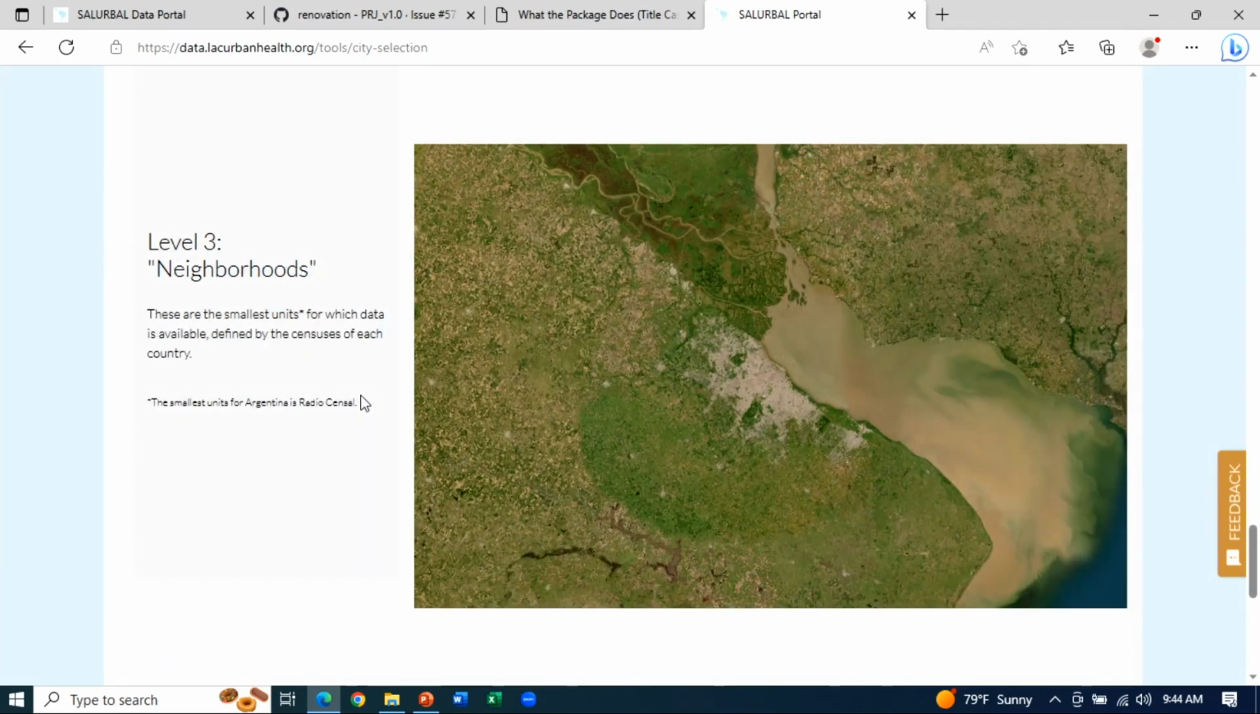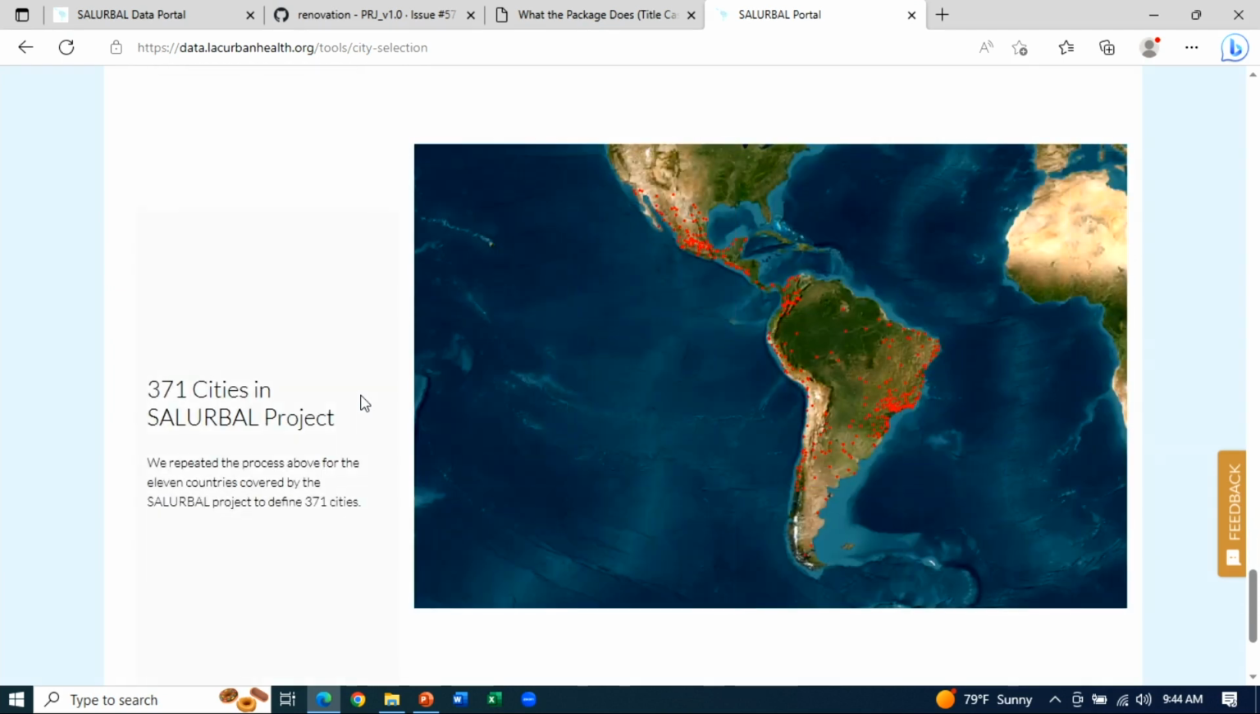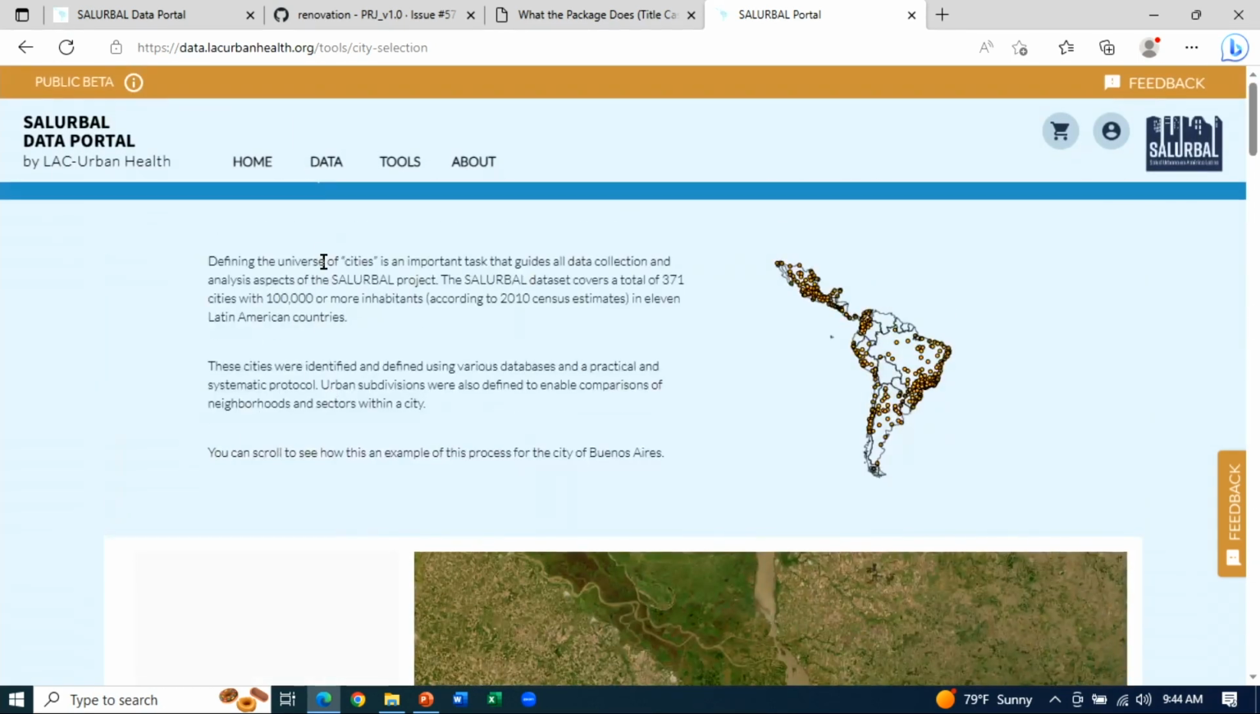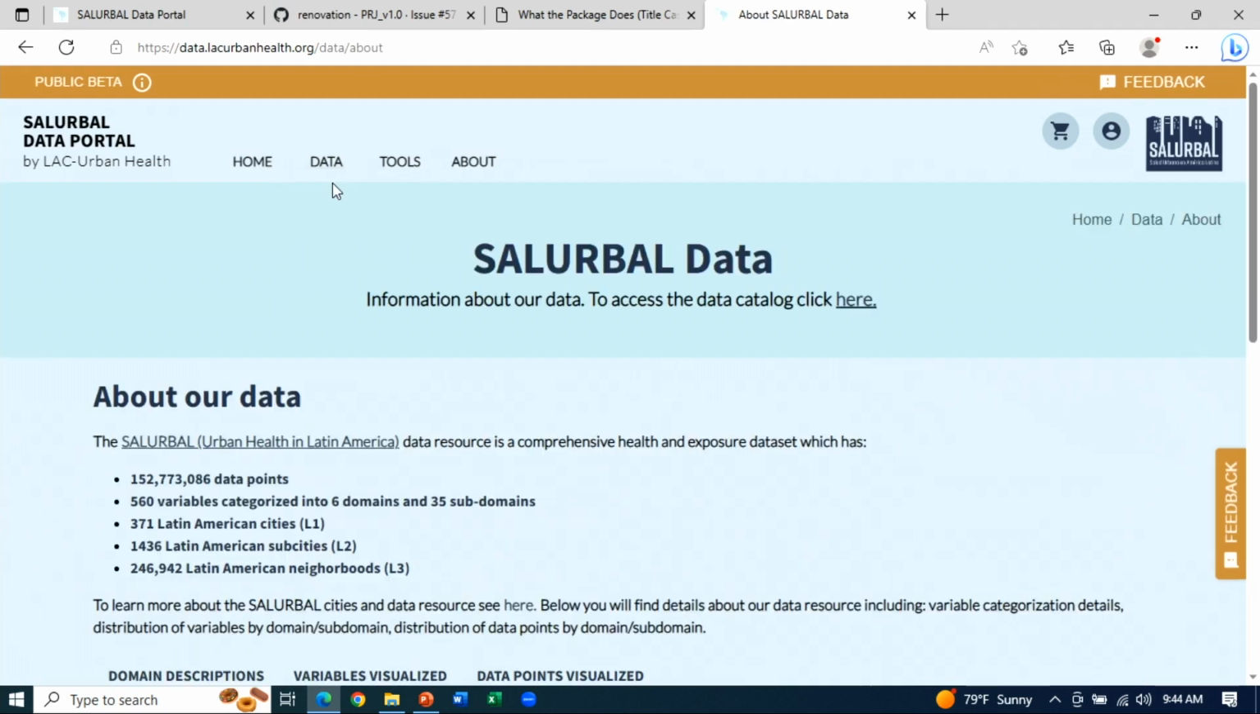Again, it's pre-release, so there are bugs. And we repeated this throughout Latin America for 371 cities. So that was the first step in urban health. That was the hard part, defining cities. This isn't perfect, but this is what we did. And there are limitations. I'm not an expert, but I hope this conveys our methodology a little bit.